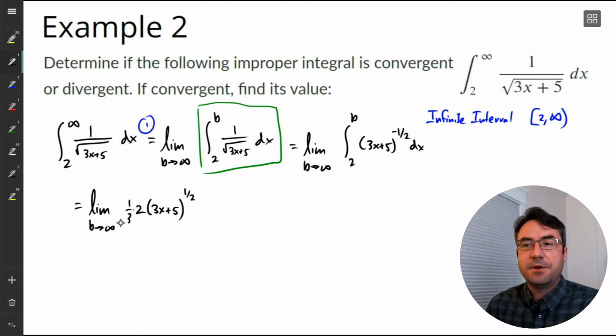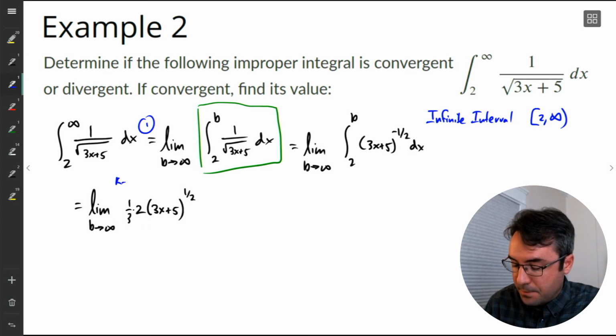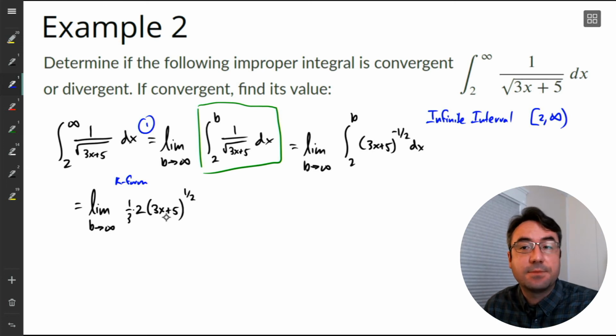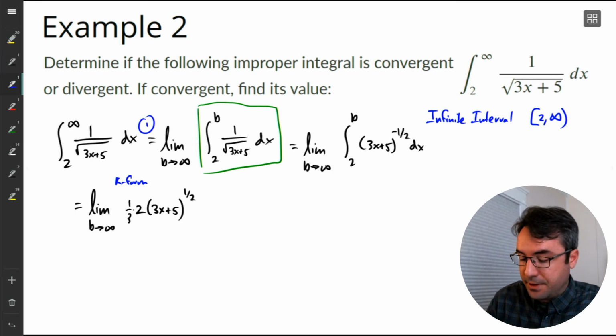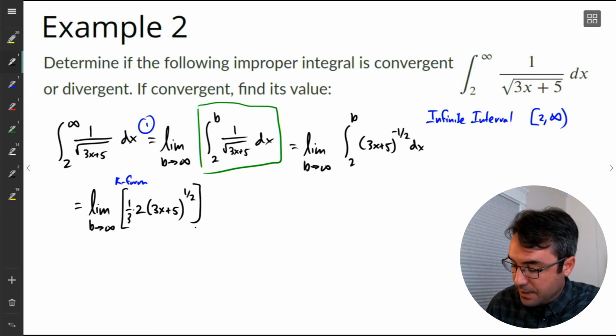If you want to go through the details here, you could do a u substitution where you let u equal the 3x plus 5, but this is really just one of our K-form type integrals where it's a pretty easy substitution. So we can just figure that out. All right, so there's our antiderivative. Now we're going to evaluate it. So we're going to evaluate this from x equals 2 to x equals b.